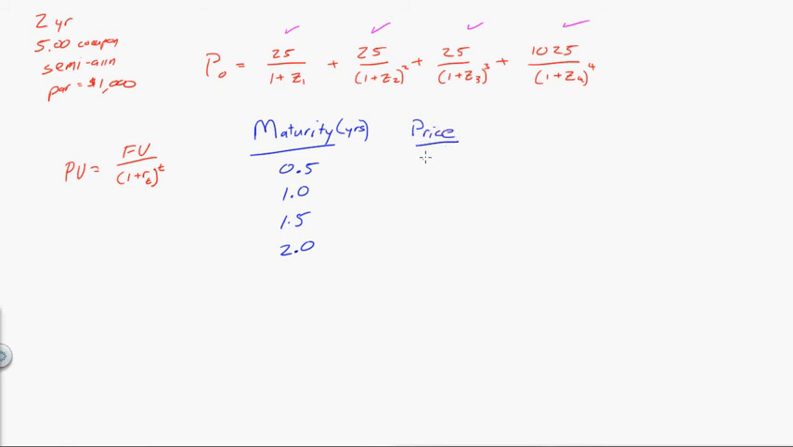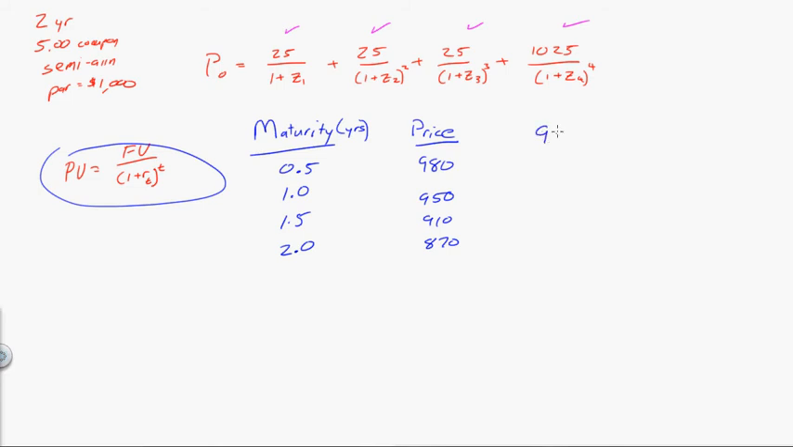And the price is $980, $950, $910, $870. Once again, these are all zero coupon bonds, so they all follow this equation.